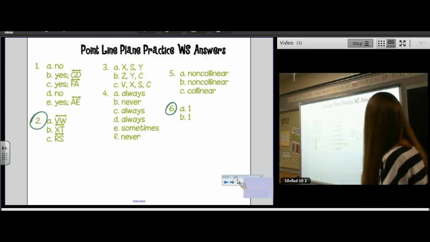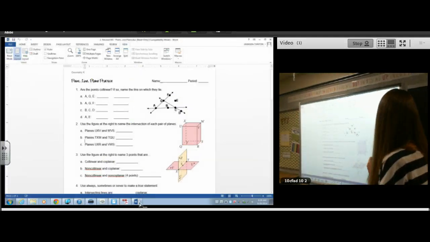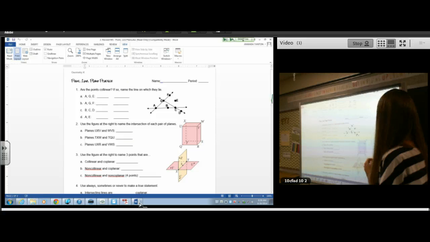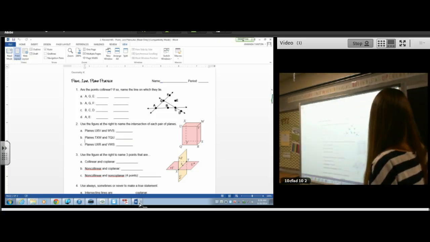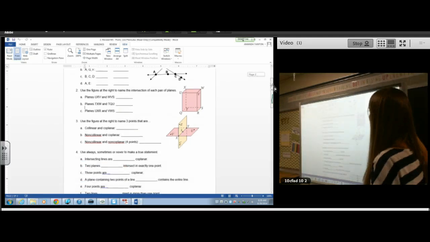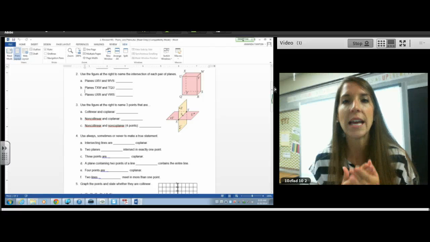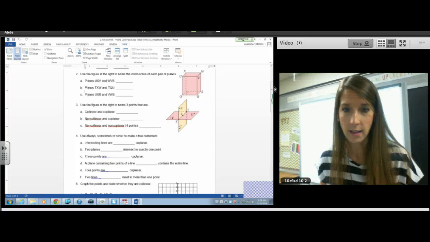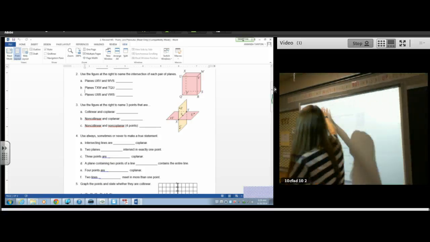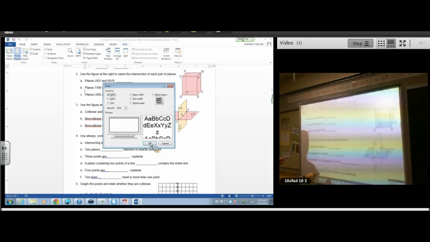Starting with number 2 from the homework. Use the figure on the right to name the intersection of the planes. Remember, one of our basic postulates is that when two planes intersect, you get a line. They should intersect in exactly one line. So our answer better be in the form of lines. Let's zoom a little bit.